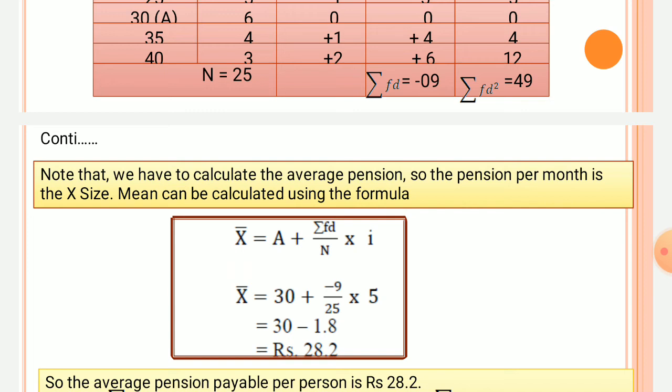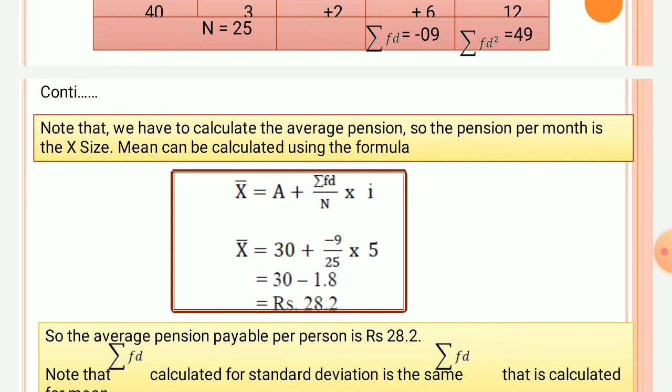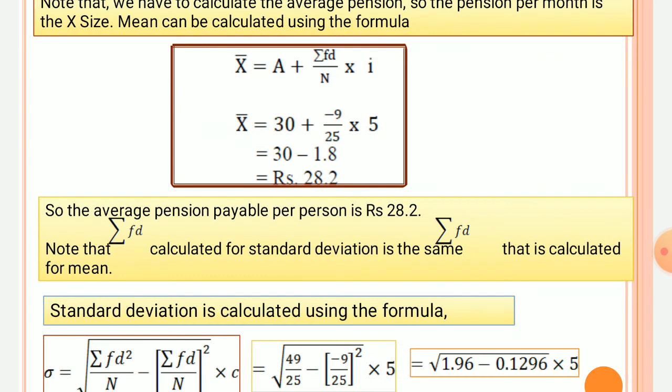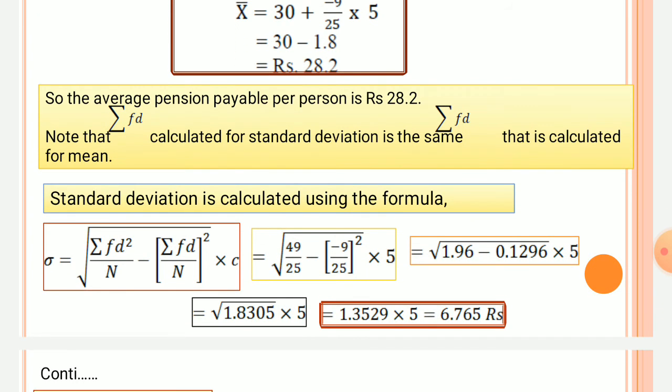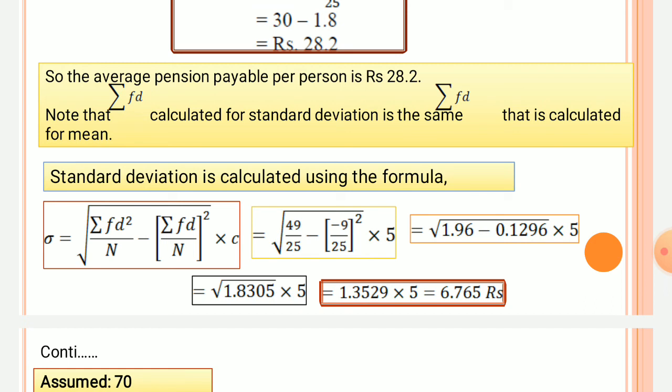So this is the arithmetic mean: the average pension payable to each person is equal to rupees 28.2. So the average pension payable per person is rupees 28.2. Here we note that sigma fd calculated for standard deviation is the same sigma fd that is calculated for the arithmetic mean also. So standard deviation can be calculated using this formula.